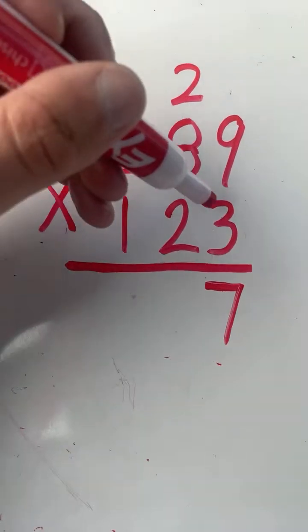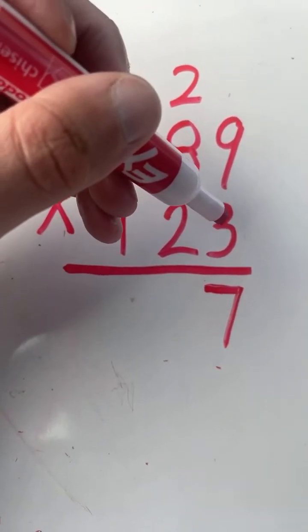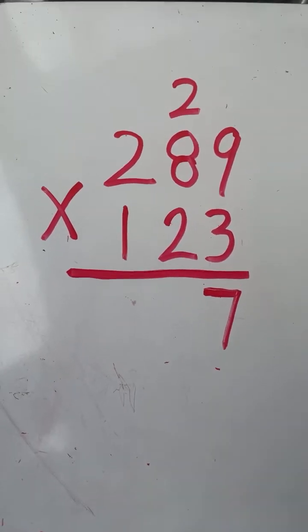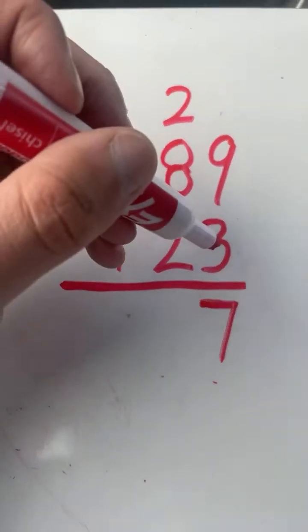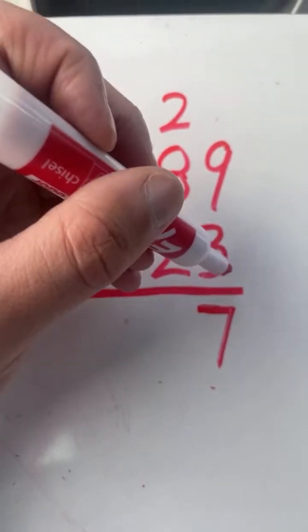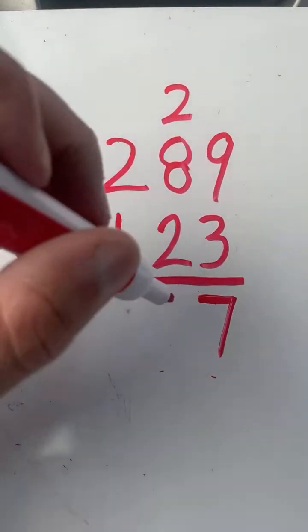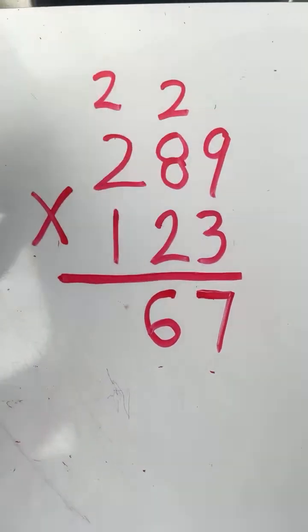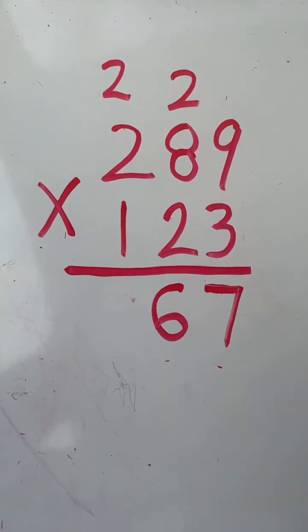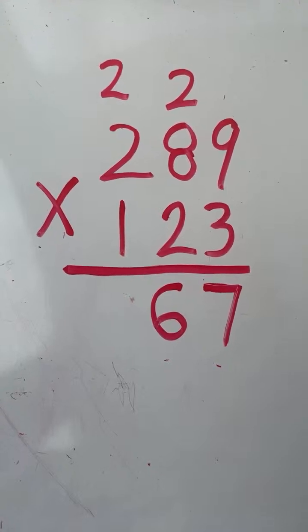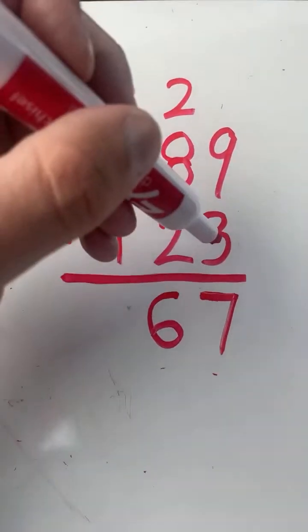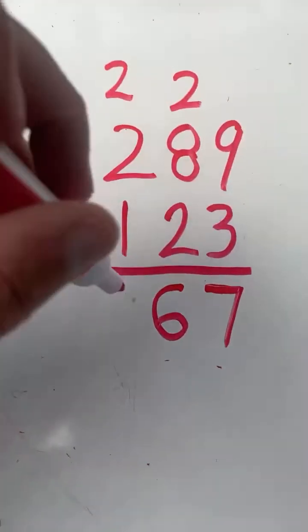Next we multiply 8 times 3, and then whatever our answer is, we have to add 2 to that answer. We always have to add what we carry over. So 8 times 3 equals 24, plus 2 equals 26. So the 6 in 26 goes in the tens place. The 2 in 26 gets carried over to the hundreds place. 2 times 3 equals 6, plus 2 equals 8.